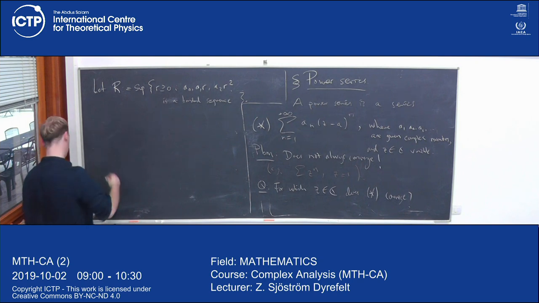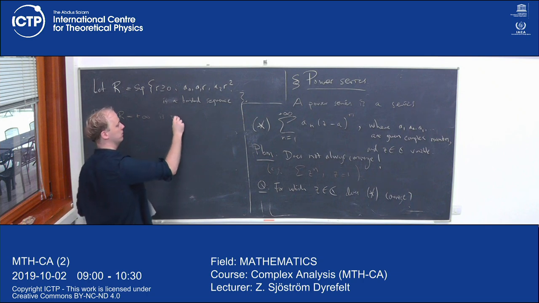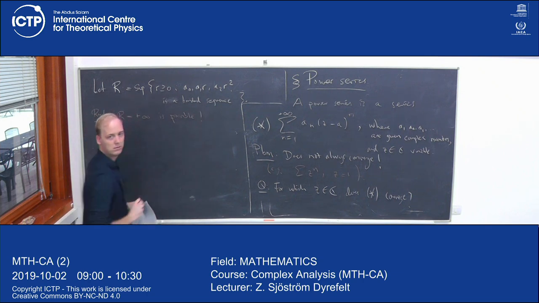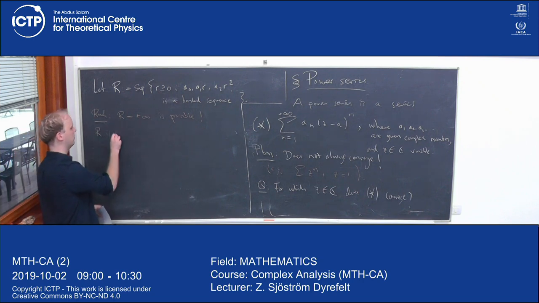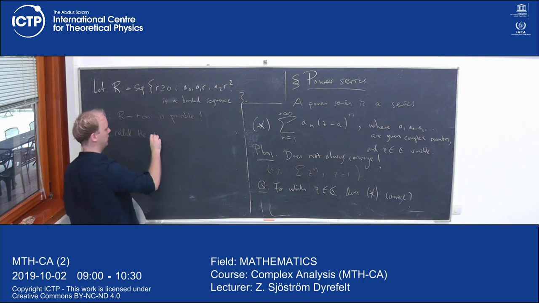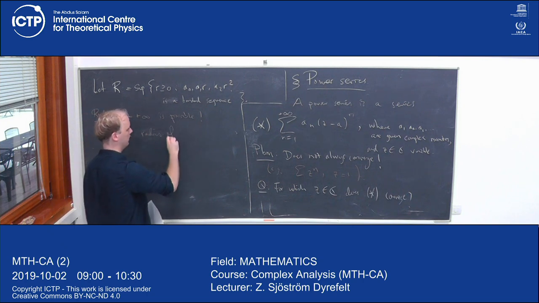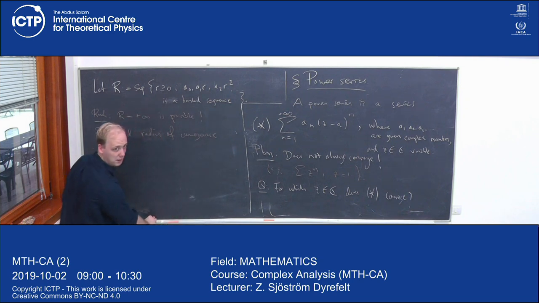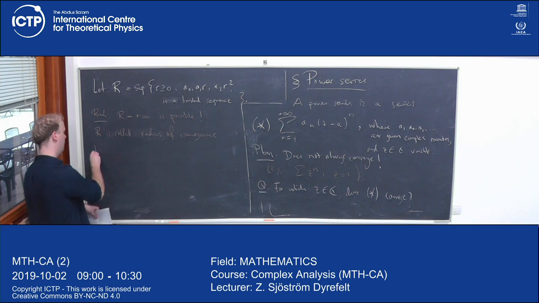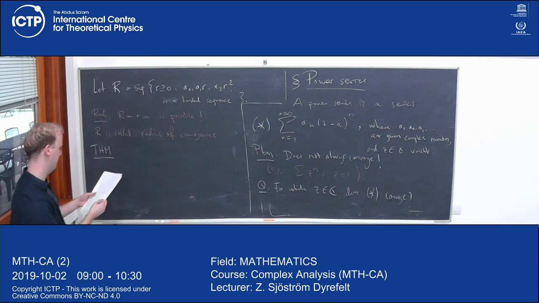So let me remark. R equal to plus infinity is possible. So this you should remark. And R is called, or it will be called, the radius of convergence. Okay, so far I haven't related it to anything, so far it doesn't make sense, but you can keep this in mind. This is what I would call the radius of convergence. And the reason is because of this theorem. So let this be the R.